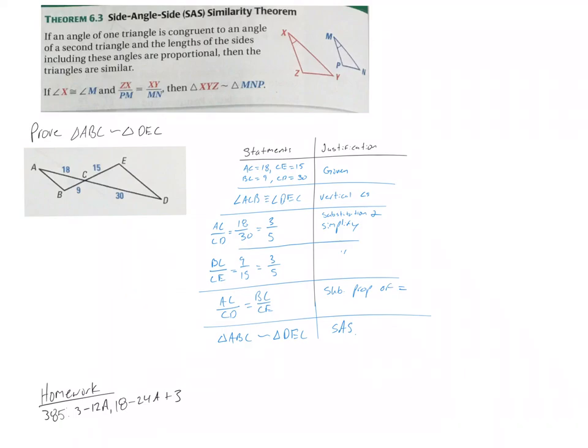Your homework right down here is 385. You're going to do the 3 through 12 all, 18 through 24 all, and then 3 more of your choice from the quiz. Good luck.